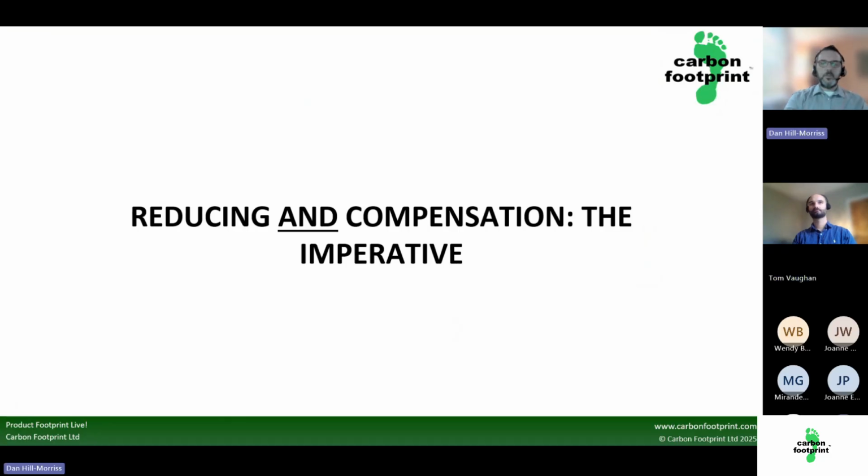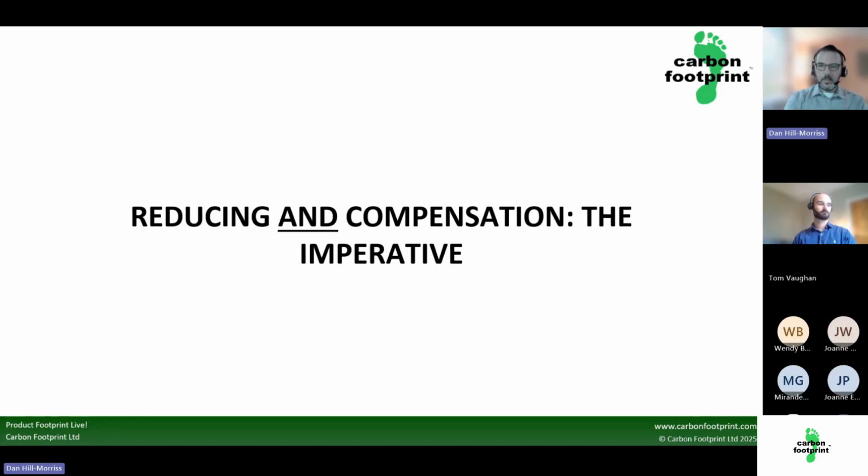So we want to talk about reducing and compensation. This is the really important part. Once we know what the number is, what do we do with that information? There are kind of two sides to that. One is what's the plan going forward in terms of that reduction, and how do we implement that into a product? And two is, of course, what do we do about all the emissions that have already been caused manufacturing the product to date?